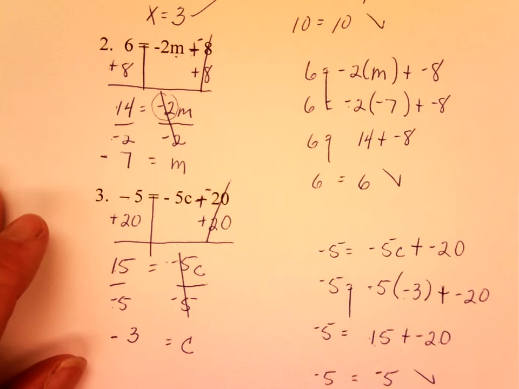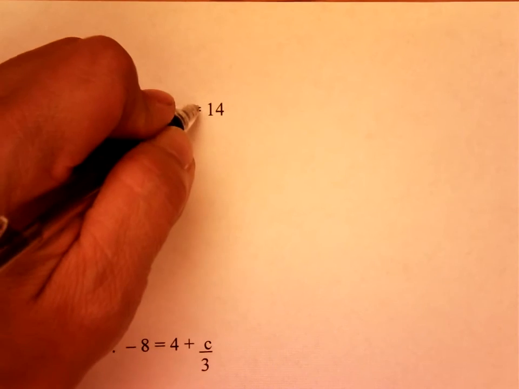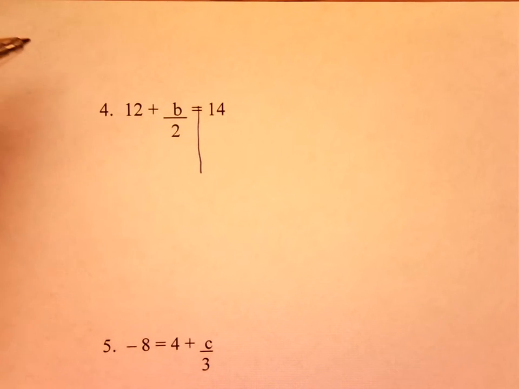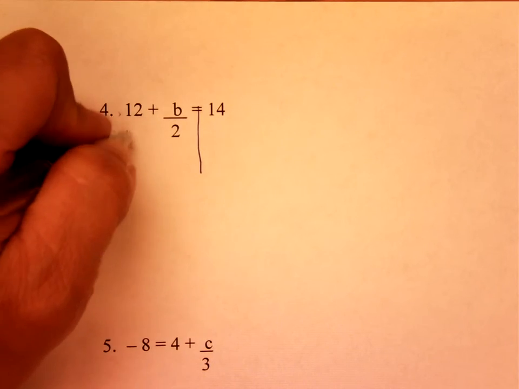Okay, so let's look at a different problem. Let's look at number 4. It says 12 plus b divided by 2 is equal to 14. Same thing here. You're going to look at the number that is not attached to the variable, which is 12. It's on the same side as the variable. So you're going to subtract 12 on both sides.